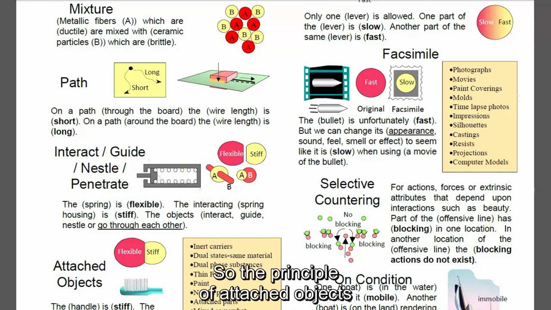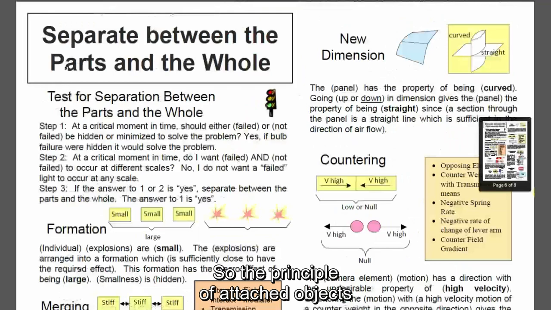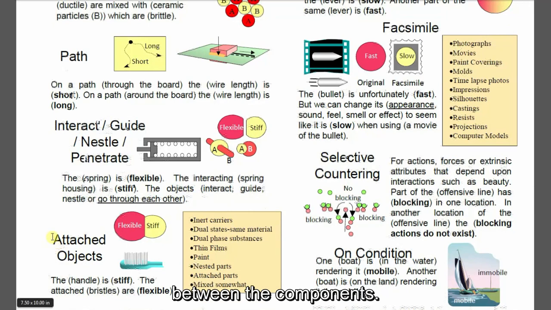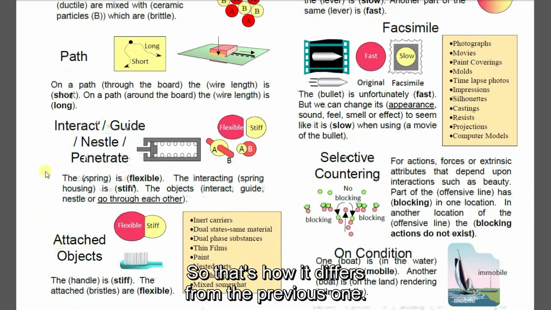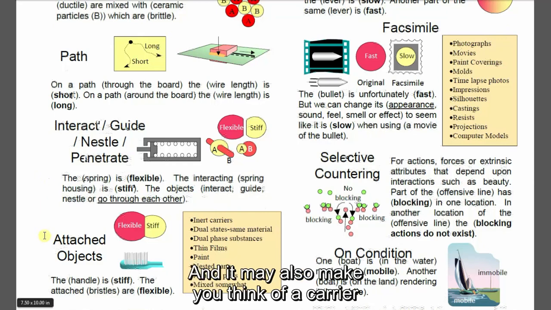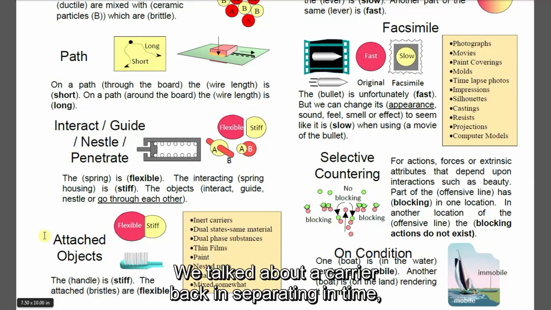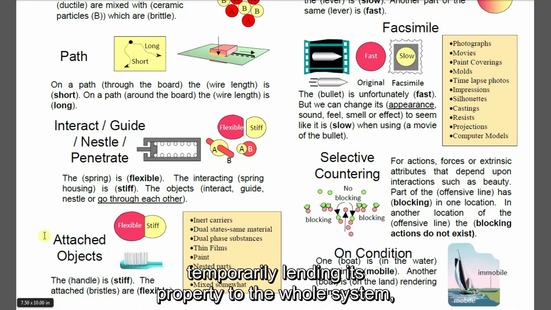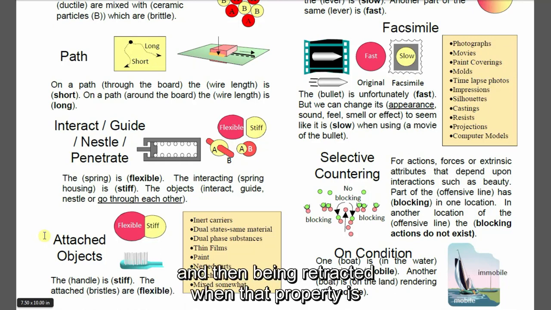So the principle of attached objects is somewhat similar, except that there's no interaction between the components. So that's how it differs from the previous one. And it may also make you think of a carrier when you think of attached objects. We talked about a carrier back in separating in time. But with a carrier, remember, we have a component that's temporarily lending its property to the whole system, or at least to another element in the system, and then being retracted when that property is no longer needed.